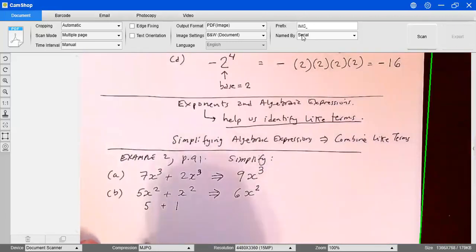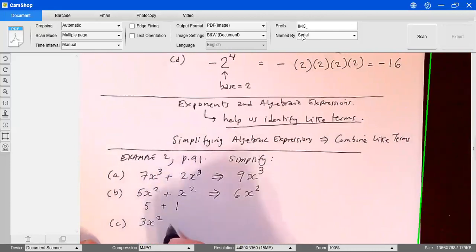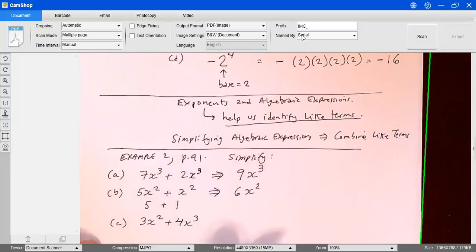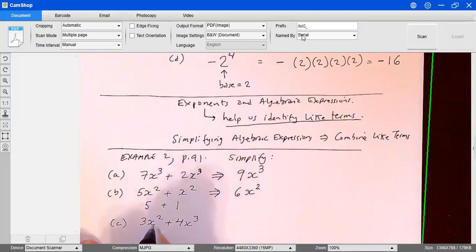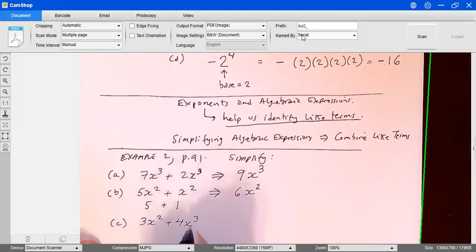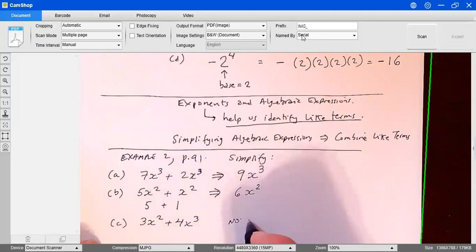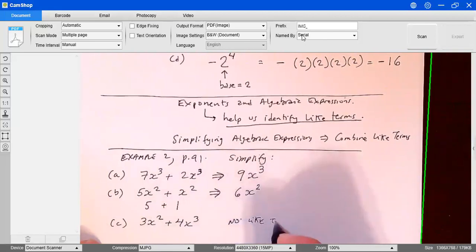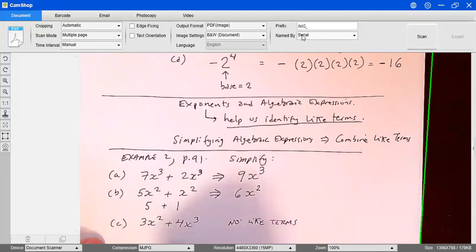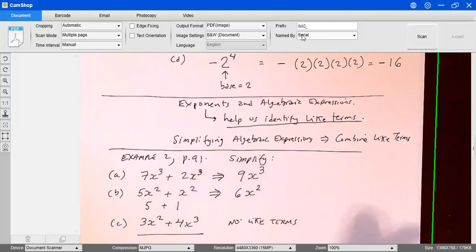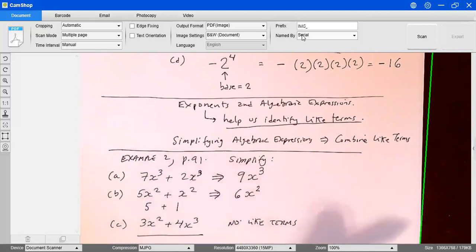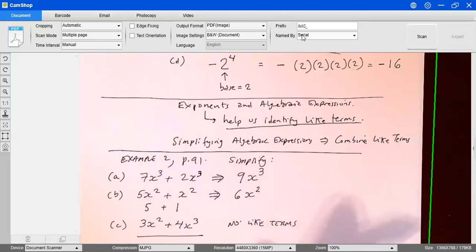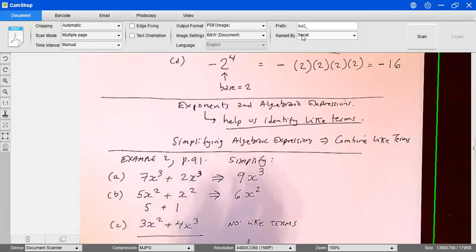Now the last problem is going to be 3x squared plus 4x cubed. Are these like terms? No, because this x is raised to the second power and this x is raised to the third power. So these are not like terms. So no like terms here. That means that you cannot do more than just leaving the expression as it is. So that's the answer for this case. You just leave it as that.